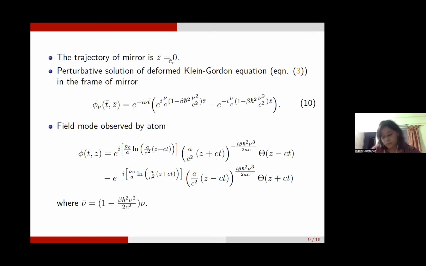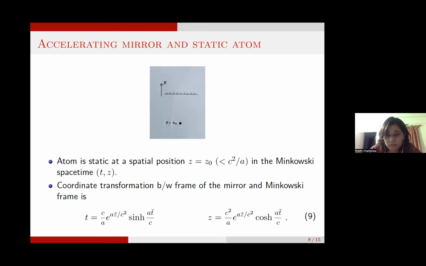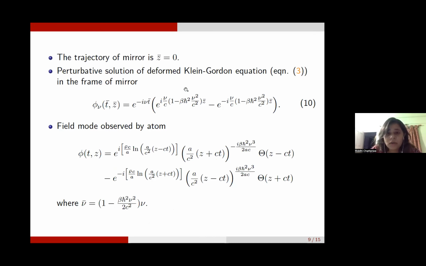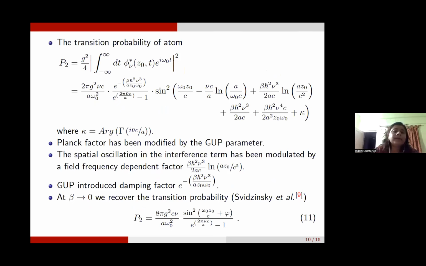So again, with this, we solve the deformed Klein-Gordon equation perturbatively. And so this is the field solution that is observed from the mirror's frame. Now we substitute the coordinate transformation. So this is the field observed by the atom. And again, we use this field to calculate the excitation probability of the atom in the second case. So this is the expression.